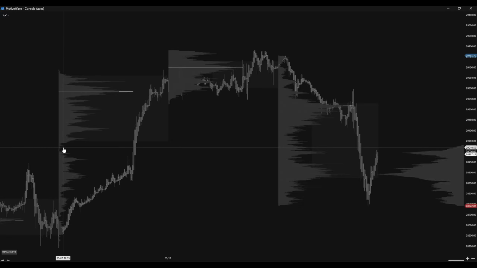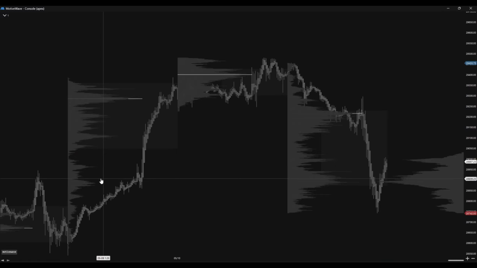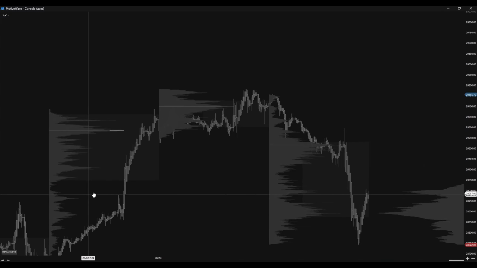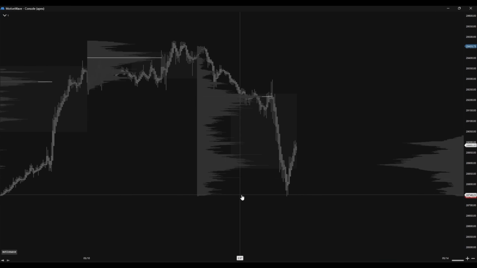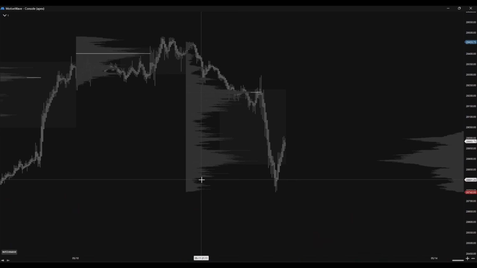So we can see here, let me draw it out for you. Boom, low volume node. We can see a low volume node in between here. We can also see a low volume node in between here.